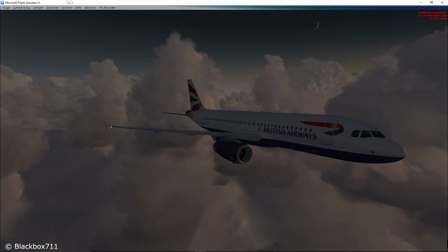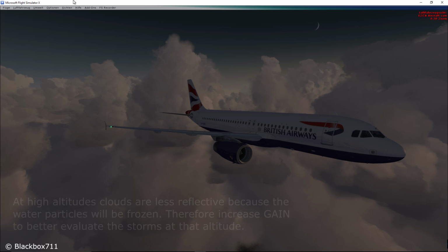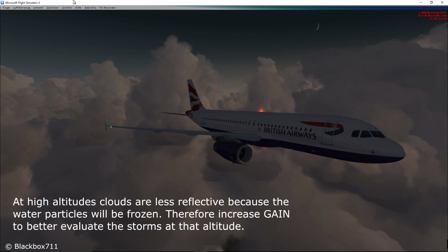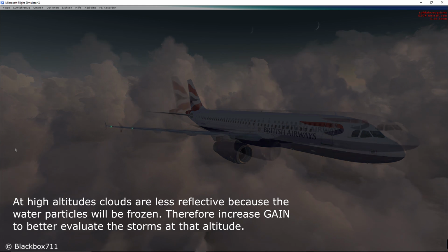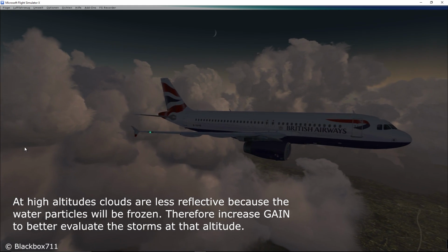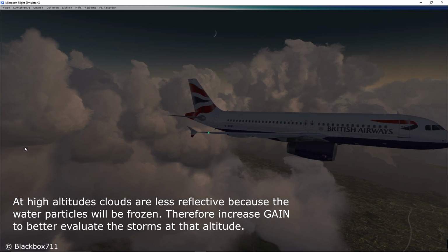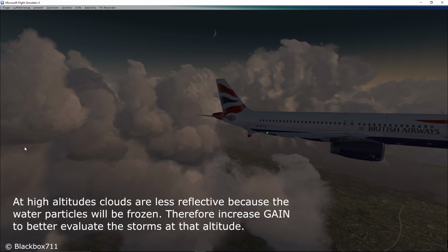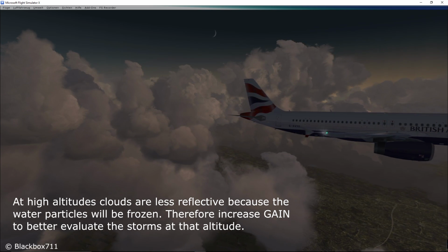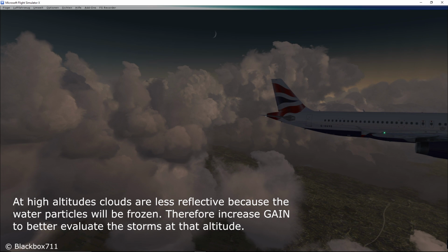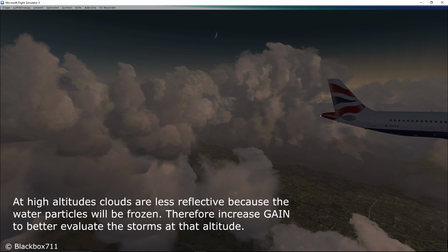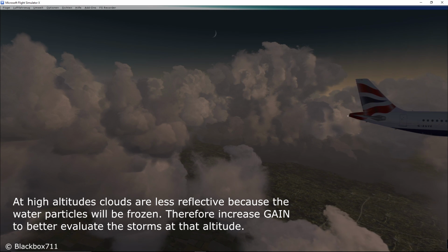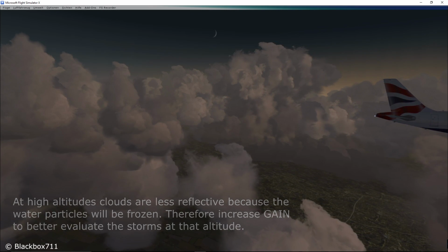Now, before I finish this video, one more note on cruising at high altitudes. Obviously, due to the very cold temperatures at high altitude, all water particles will be frozen and therefore will be less reflective. Therefore, in the manual mode, increase the gain to maximum from time to time to get a better evaluation of the amount of precipitation in the clouds ahead of you.